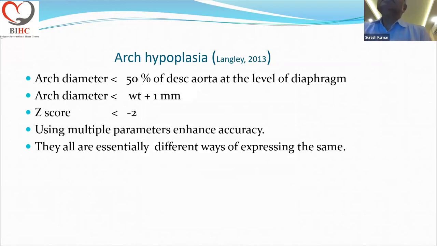So when do you say that an arch is hypoplastic? There have been different definitions, all of which are describing the same thing in different ways. If you see that the arch diameter is less than 50% of the descending aorta at the level of the diaphragm, it is hypoplasia. The surgeons would like to remember Professor Roger Mee's teaching that whenever you see an arch, look at the weight. Weight plus 1 millimeter is what the arch should be like. If it is less than that, it is hypoplastic. In the day of Z-scores, anything less than -2 is hypoplasia. But I must warn you that the most available Z-scores, like parameters available online, give our arches, as Indian arches, as terribly hypoplastic, even when we feel that at times they can be left alone without specifically addressing. So using multiple parameters would enhance accuracy.